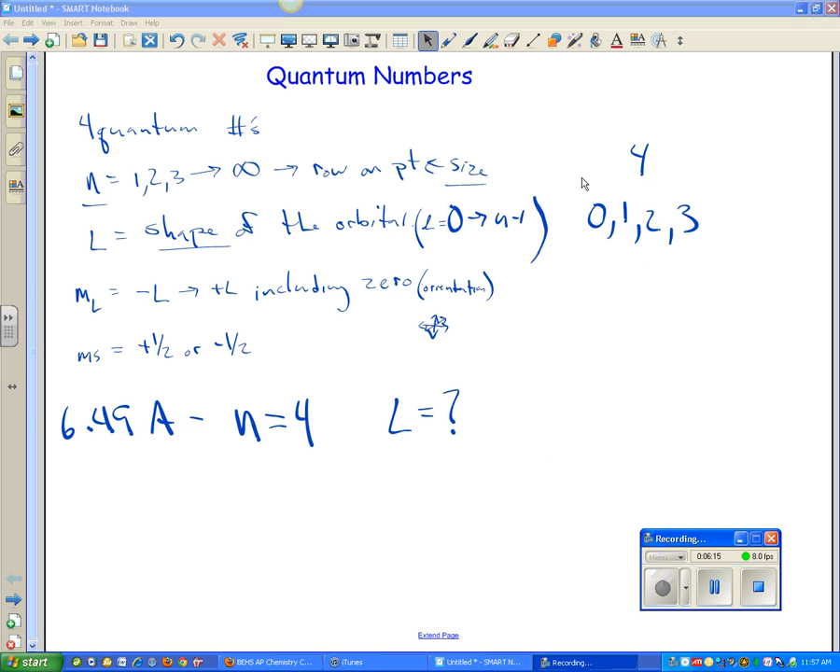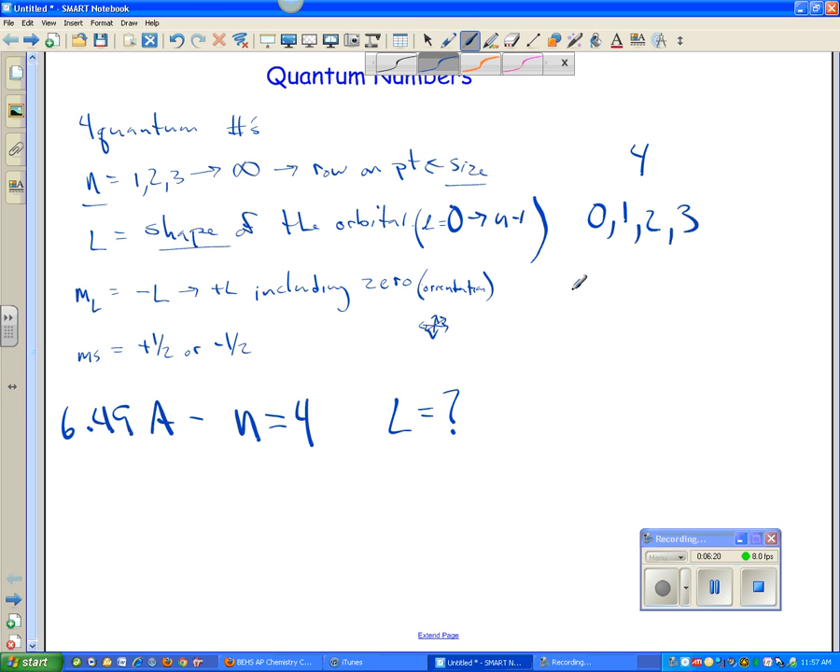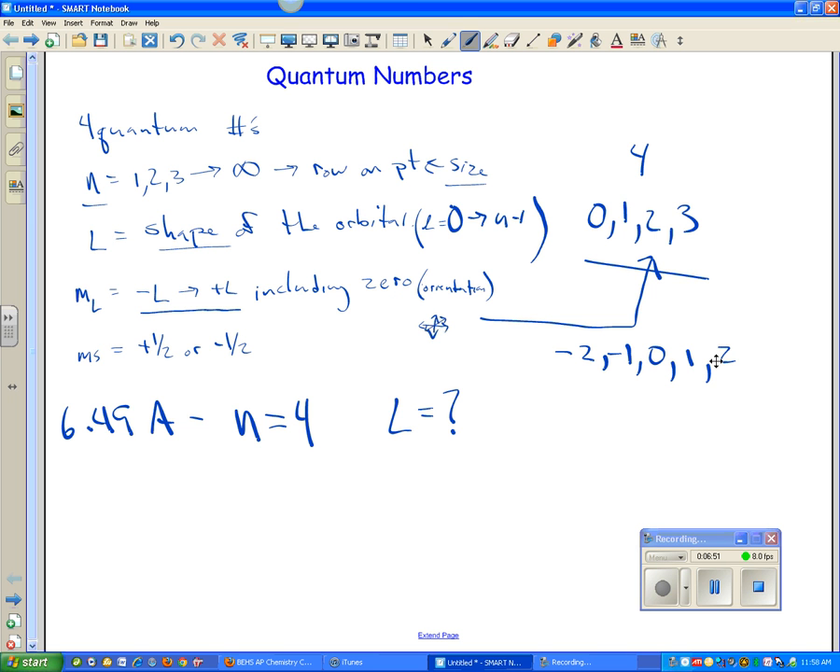Okay, so if n equals 4, then these are the values that we can have for L: 0, 1, 2, 3. All right, so that wasn't hard. B, for L equals 2, what are the possible values of ML? So now we're talking ML, and we're only looking at 2. ML is defined as negative L to positive L. So I'm going to take this 2. I can have a negative 2, a negative 1. I include 0. I have a 1. And I have a positive 2.